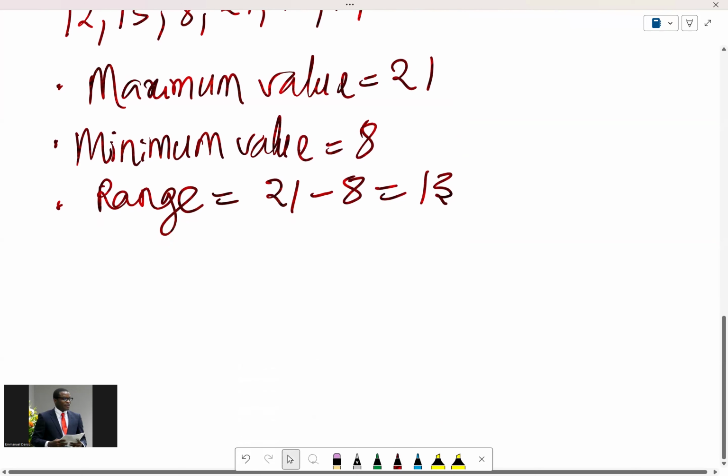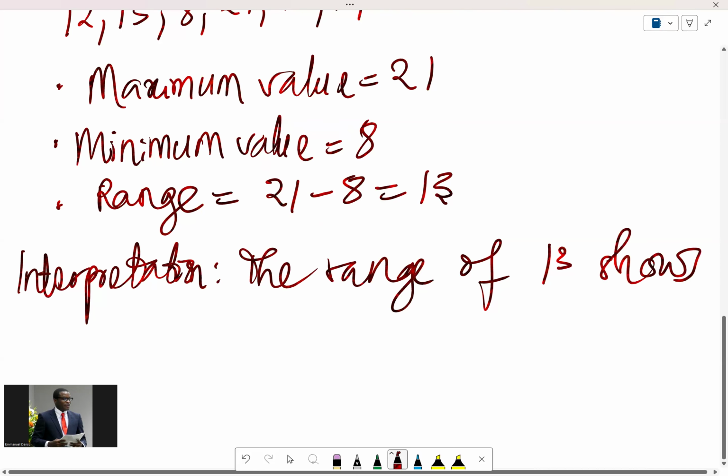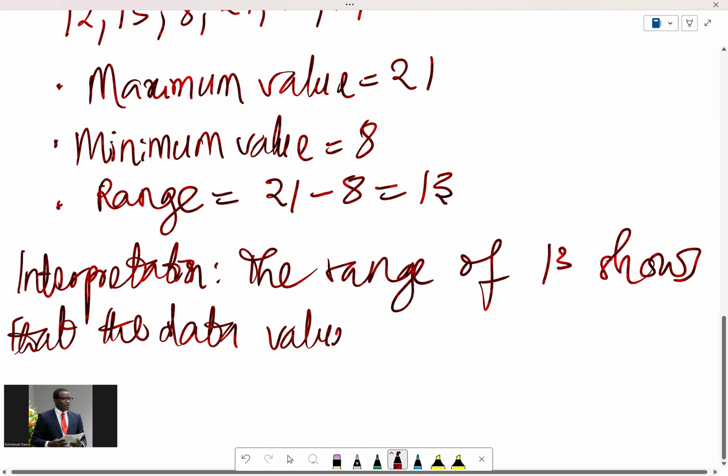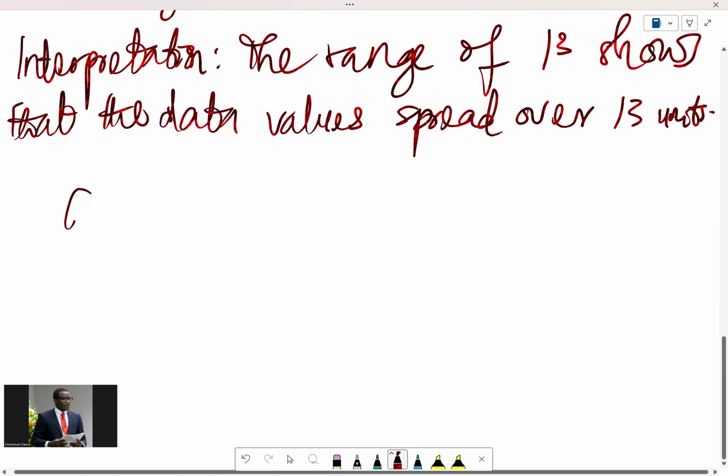Okay. So how do you interpret the range for a data? Interpretation. The range of 13 shows that the data values spread over 13 units. That's the range. So let's consider grouped data now.